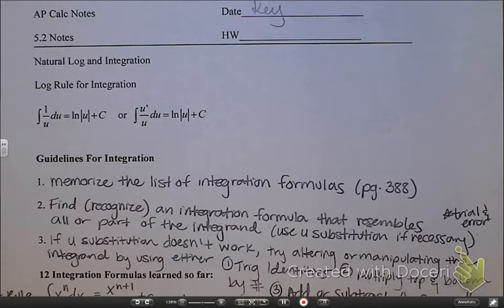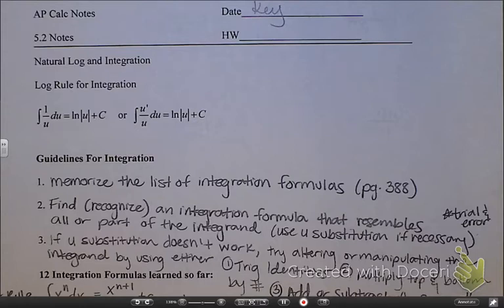All right, so these are the notes for 5.2. A lot of them are already written out. When we get to some of the examples on the back, though, I will write them out with you guys. So this is natural log and integration. It's not too long. It's only front and back. Most of it is examples.